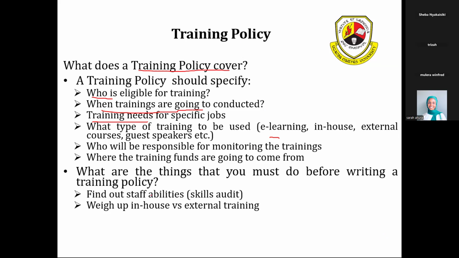What are the things you must do before writing a training policy? Find out the staff abilities and capabilities. Weigh in on in-house training, or should we have external training? So take an example. If you're using, for example, an open source system, you may find the ICT department can train on it, and they can train others. But if you're purchasing a new system from a vendor, then you probably have to look at your service level agreement. What is the contract between the two of you? Who is to do the training, for how long? And so on and so forth.